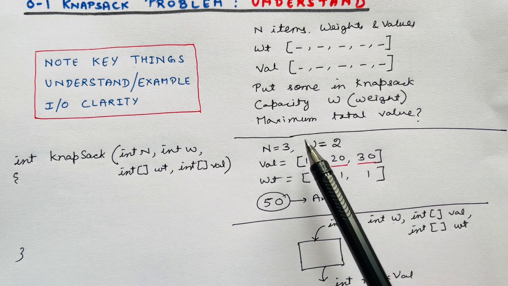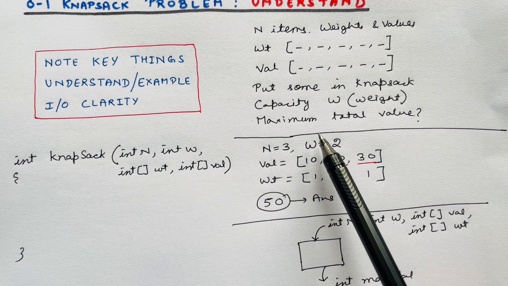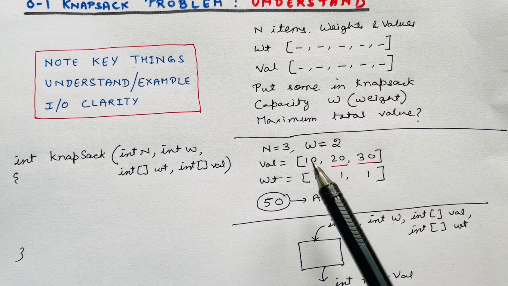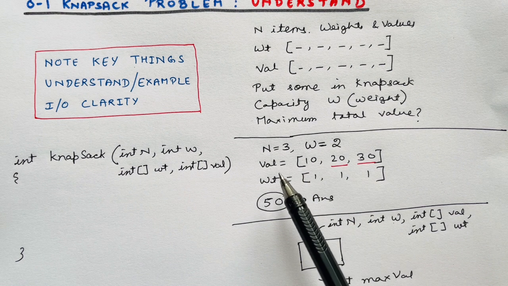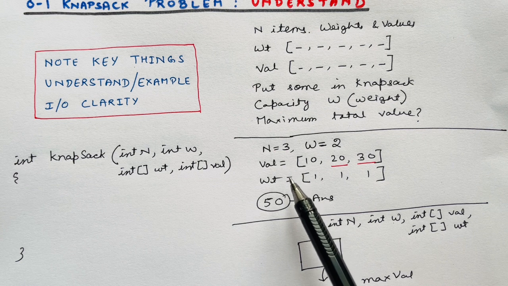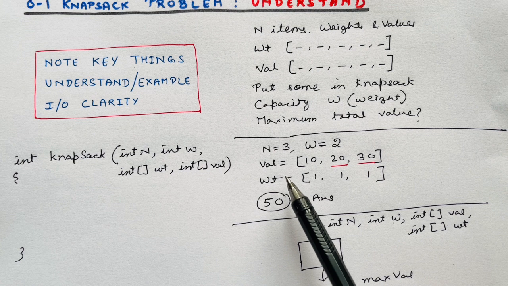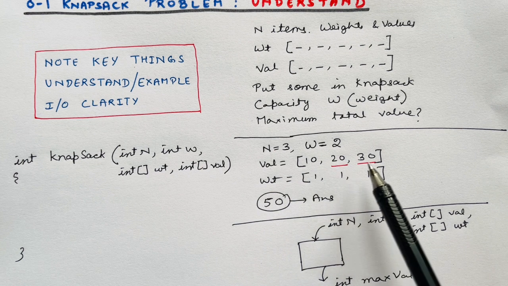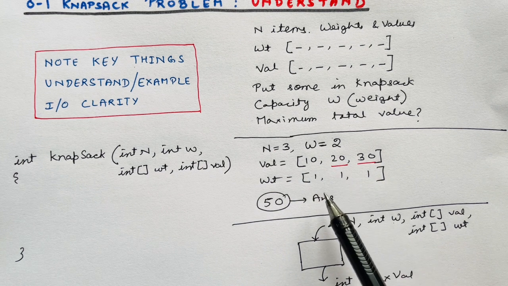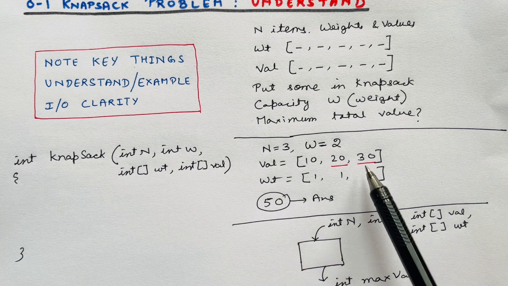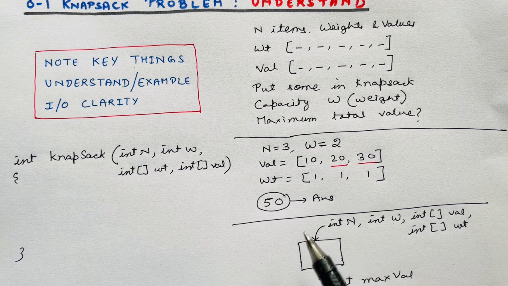So what do we have to do? We have to return the maximum total value that we can make in the knapsack under this capacity. If we consider an example, we have 3 items. Each of them has weight 1, 1 and 1. But the value of each of them is different: 10, 20 and 30. Now in this case, if our capacity is 2, what is the maximum value that we can make? We can make 50 by picking these 2 items, one with value 30 and one with value 20.